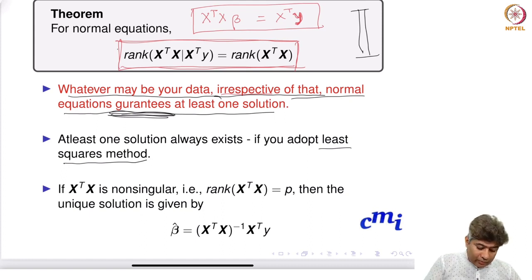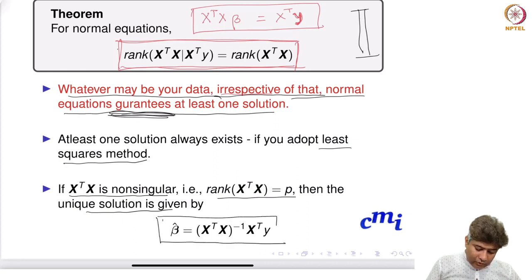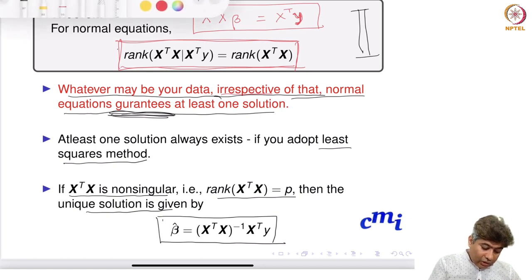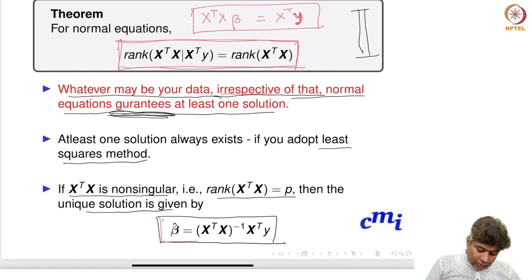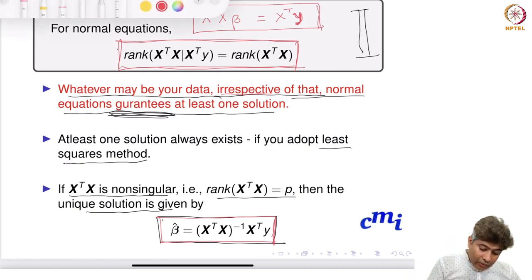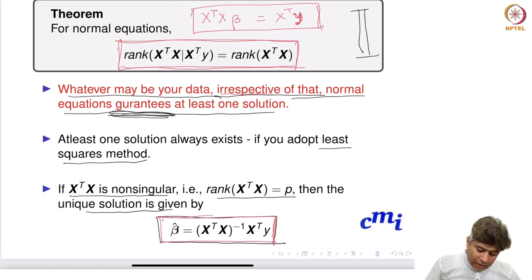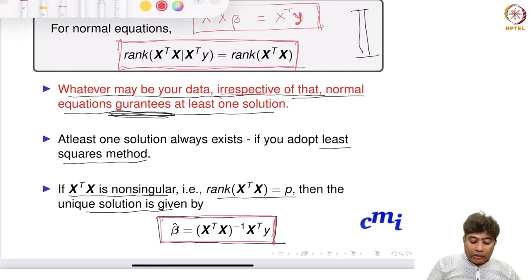Now, if X transpose X is non-singular, that is, the rank of X transpose X is p, then the unique solution is given by simply (X transpose X) inverse X transpose y. So this is the solution that we have for the normal equation. All you have to do, once you have the data, is set up the normal equation, and then this is the analytical solution for the normal equations.